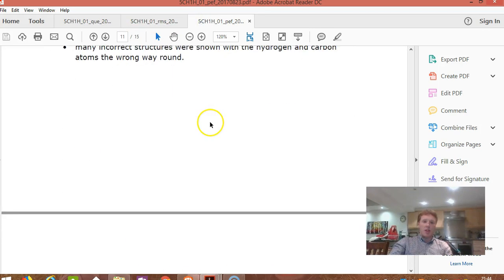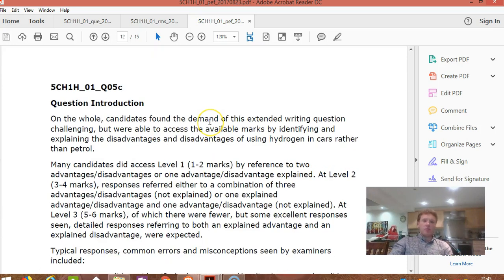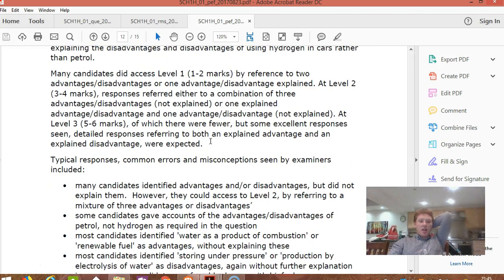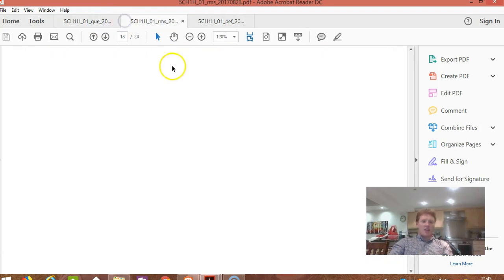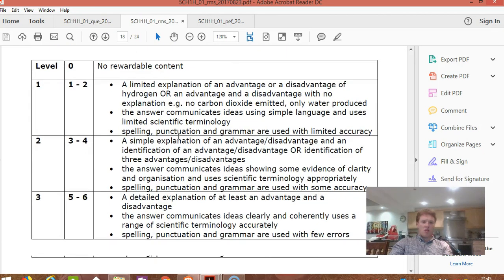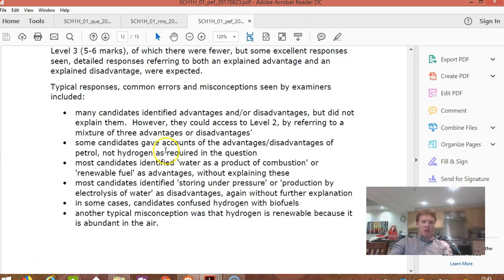Right, how was this answered? It was challenging, but we're able to access it. So you need to explain advantage and disadvantage. So yes. Problems with this question. Many candidates identified advantages and disadvantages but did not explain them. So that means level 2 is the maximum they could get, so 2 marks.